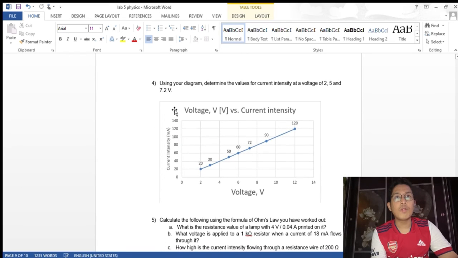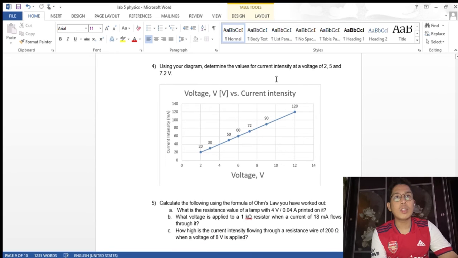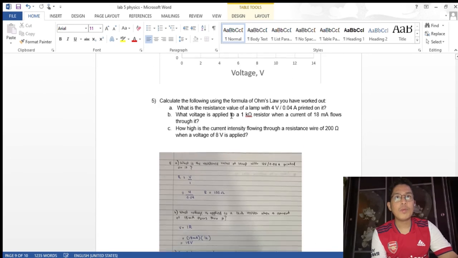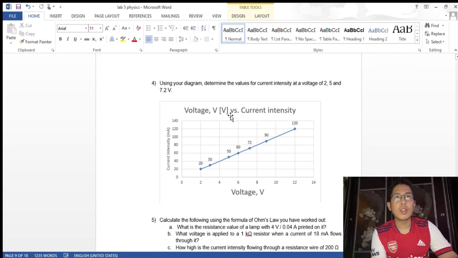Okay, for question number 4, using the diagram, we determine the values for current electricity at voltages of 2, 5 and 7.2 volt. And as we can see, the graph that we get is also directly proportional, which is as the voltage increases, the current electricity also increases.